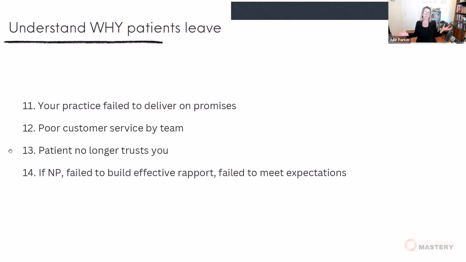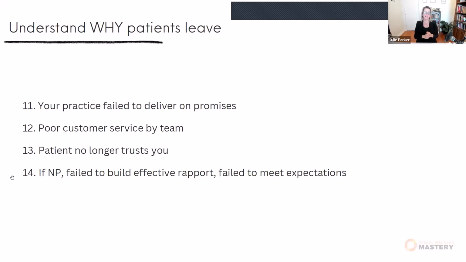Now, number 13 is maybe the patient no longer trusts you. I've had a couple of fillings done by this dentist and both of them failed, or I've had a root canal and the tooth reinfected, or whatever. I had a crown placed and it kept having to be remade by the lab. My trust in this person is failing somewhat. And so the trust goes, I'm going to try somewhere else.